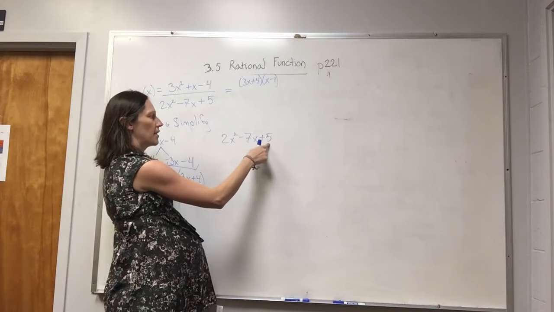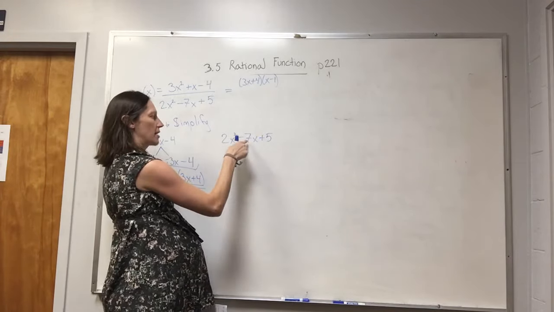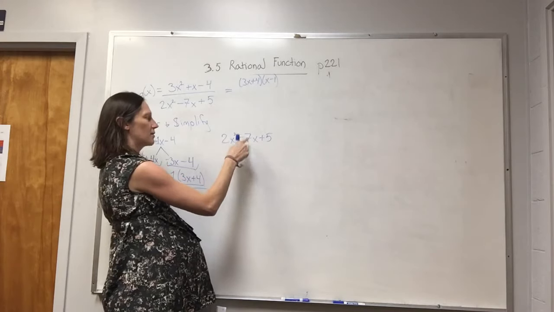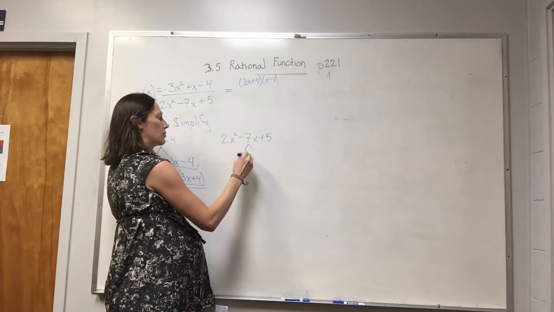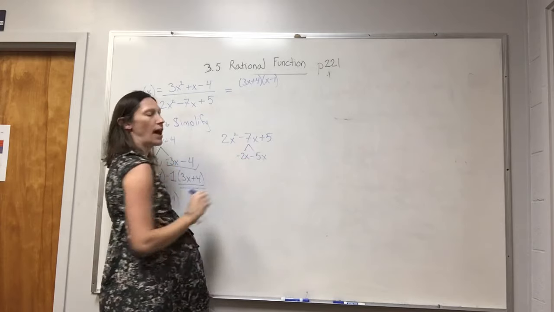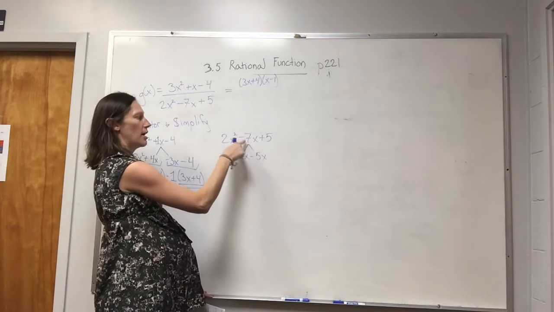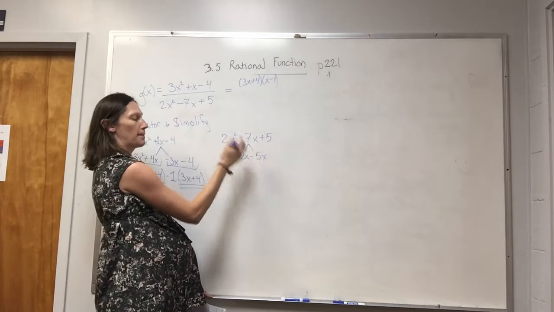Multiply the first and the last, 10. Factors of 10 that add to negative 7. Negative 2 and negative 5 do the trick. Add them together, I get negative 7. Multiply them, I get positive 10.